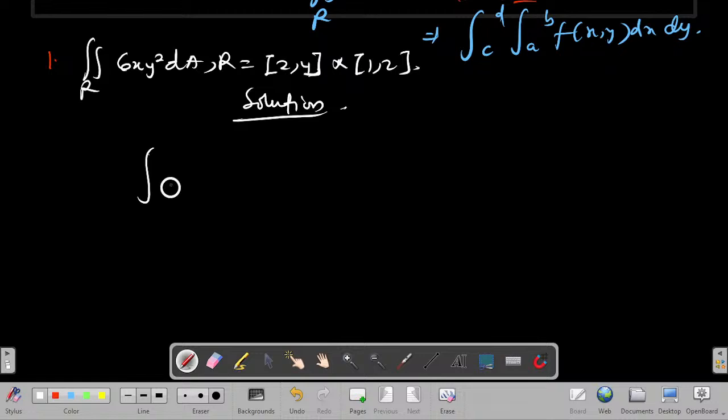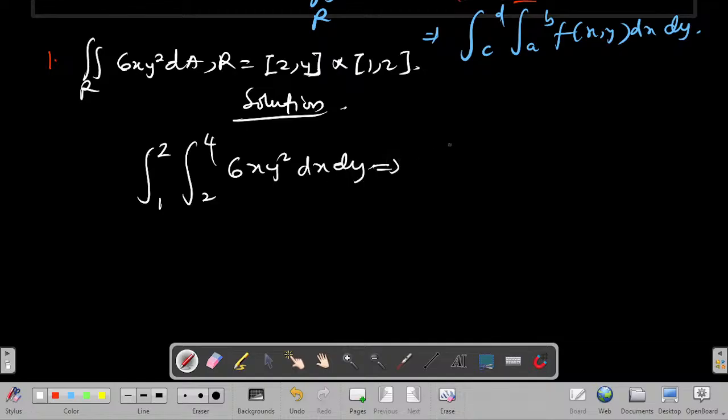Okay, so let's do x as inner and y as outer. Y as outer, I'll have 1, 2 because that's the coordinate here. X as inner, I'll have 2, 4. My function is 6xy squared. Then since x is my inner, I'll have dx, then dy. As simple as that. Take note, if you miss it and do the dy dx, you are wrong.